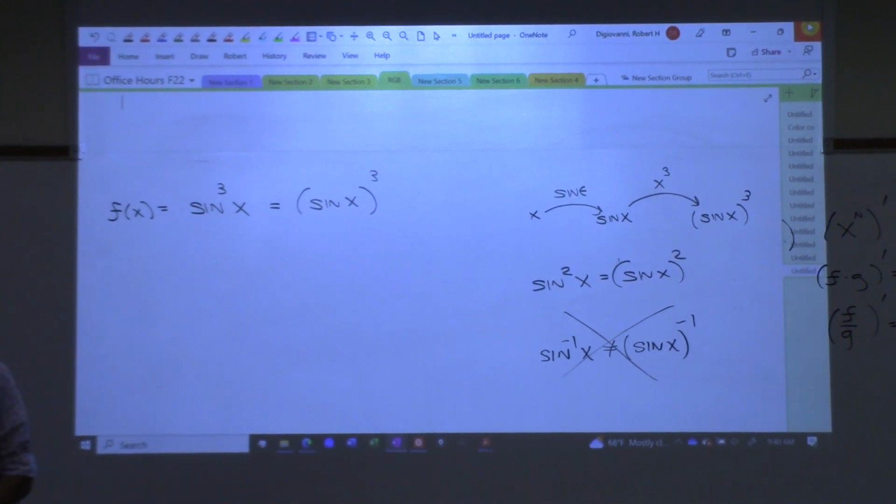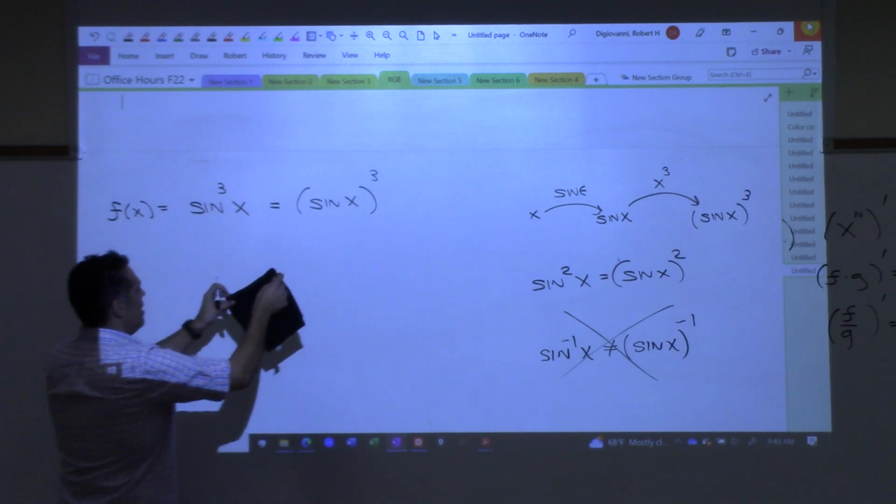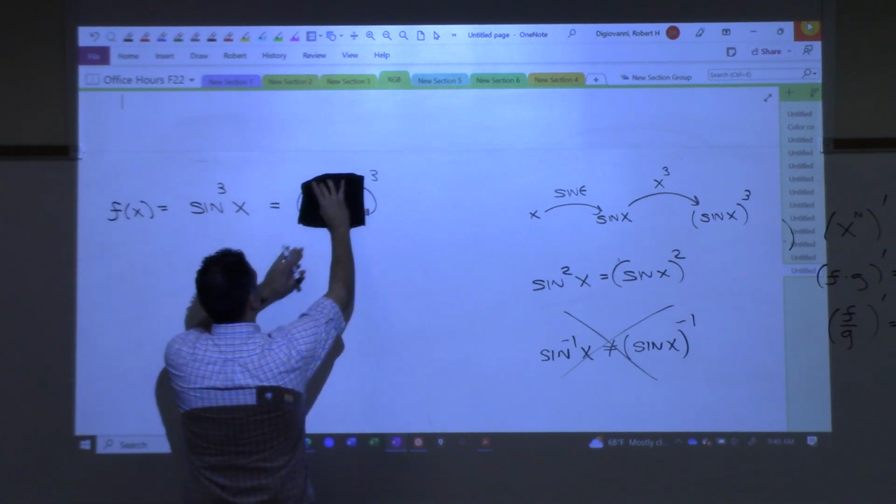Okay, so any volunteers for the derivative? How about, what's the outer function? The cubed, right? What's the inner function? The sine. So we always start with the outer, right? So I'm going to get my little dirty, nasty rag that hasn't been washed since the beginning of the semester, and put it right here. That's the inner function. I'm going to cover it up.